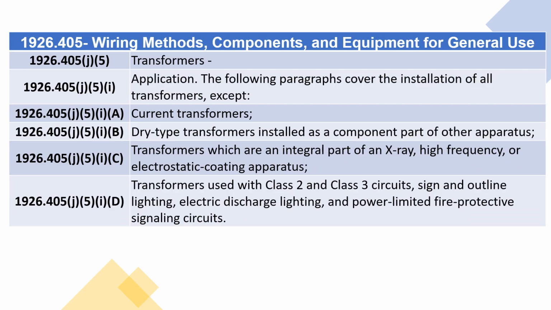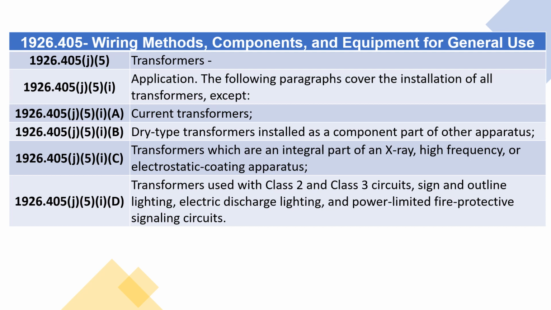1926.405(j)(5) Transformers. Application. The following paragraphs cover the installation of all transformers, except current transformers, dry-type transformers installed as a component part of other apparatus.